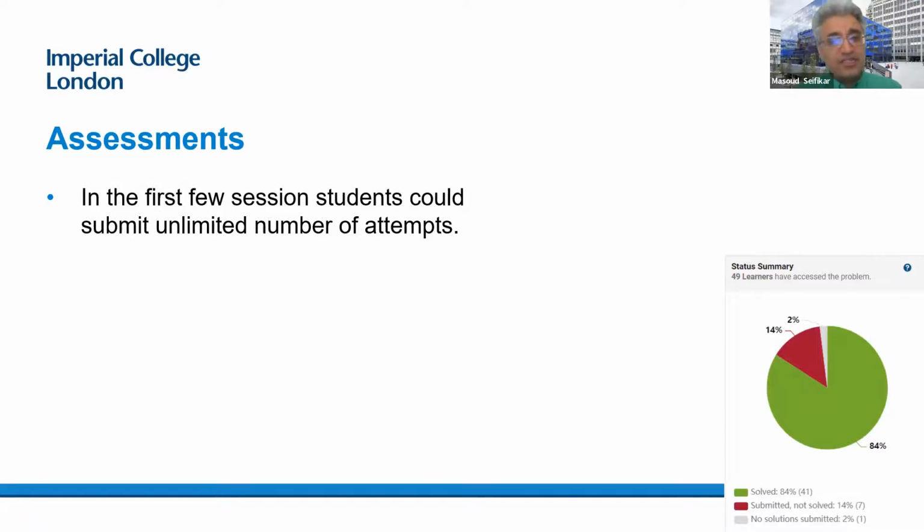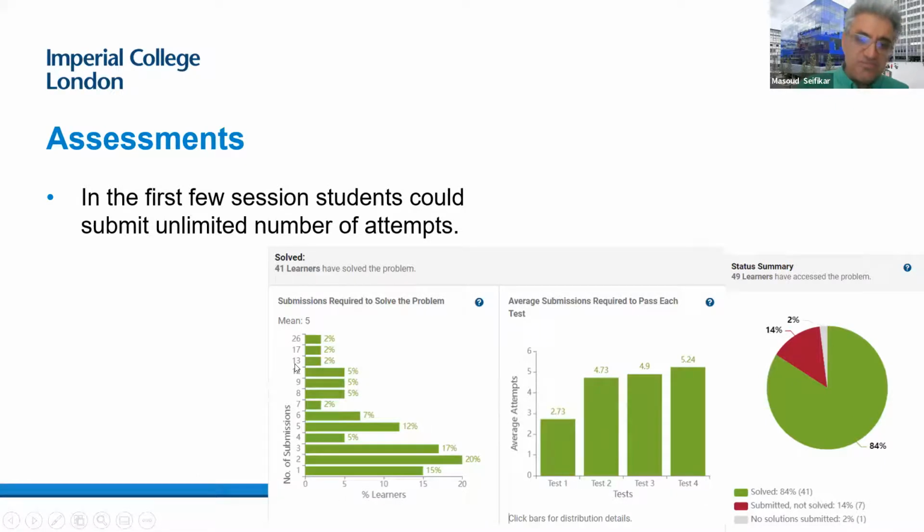For the assessment in the first few weeks, I didn't put any limitation on attempts, so a student could submit as many attempts as they wanted. For example, as you see here, for this exercise, 49 students attempted it. 84% solved it, and 7 couldn't solve it. It shows the number of submissions per learner. You see that we had students who tried submitting 26 times for one exercise. It was somehow good that they could practice and learn, but at the same time, we don't want the student to spend too much time on this.